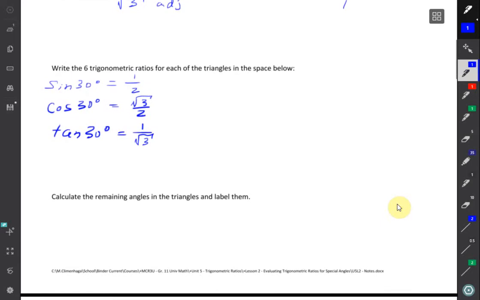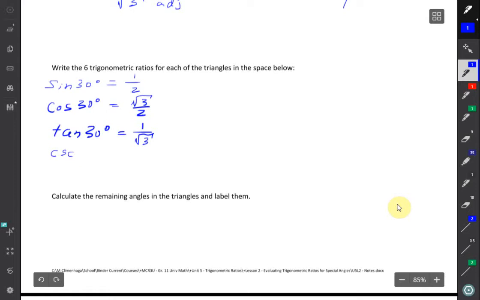Now we need to write the 3 reciprocal ratios. So the cosecant of 30 would be the reciprocal of sine, so it's 2 over 1, or 2. The secant of 30 is the reciprocal of cos, it is 2 over the root of 3. And finally, the cotan of 30 is the reciprocal of tan, so that's root 3 over 1, or simply root 3. So there's our ratios for 30.